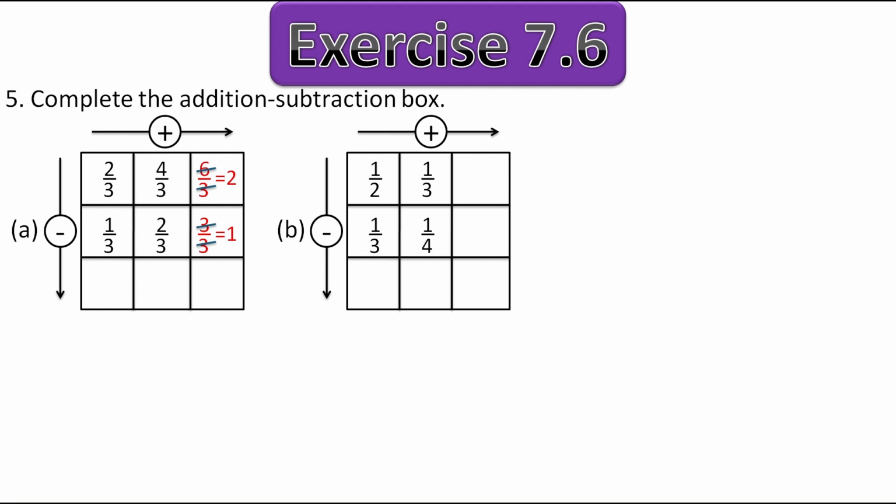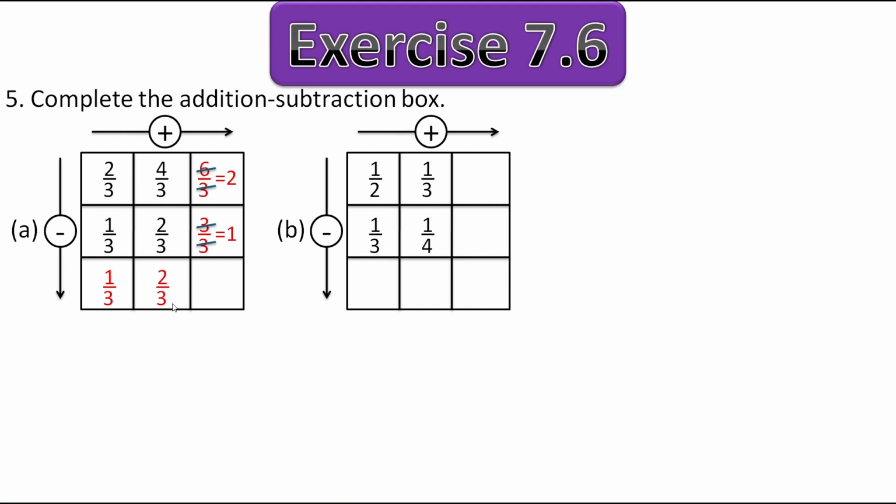Now in the column we have to subtract these two terms. 2 upon 3 minus 1 upon 3. As denominators are same, 2 minus 1 is 1 upon 3. Now in the second column again we have the same denominators, so we can subtract 4 minus 2, which will give you the answer as 2 upon 3.